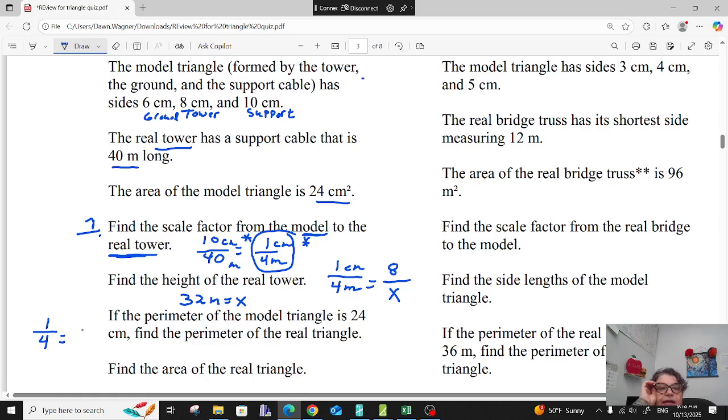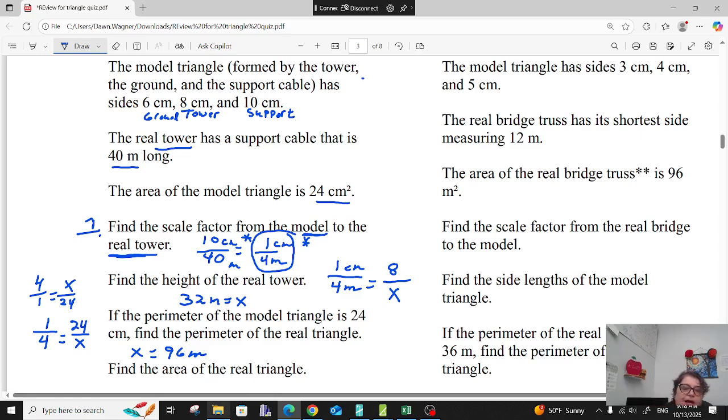What is the perimeter of the model? 24. 1 is on top, 1 is the model, so 24 would go on top over x. Now, you could do 4 over 1 as long as you went x over 24, and you get the exact same answer, right? Okay, you cross multiply again, x would equal 96, and since it's the real triangle, that'd be meters.